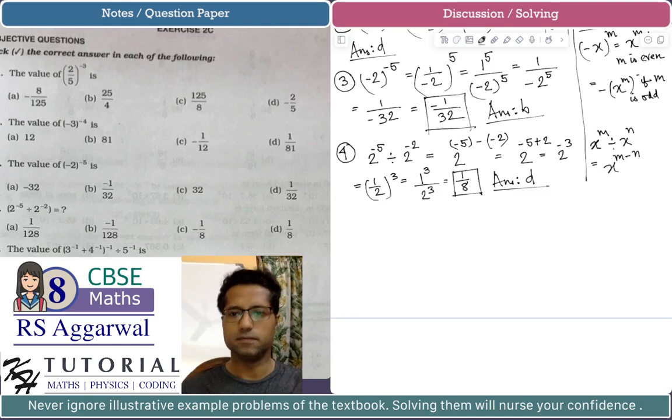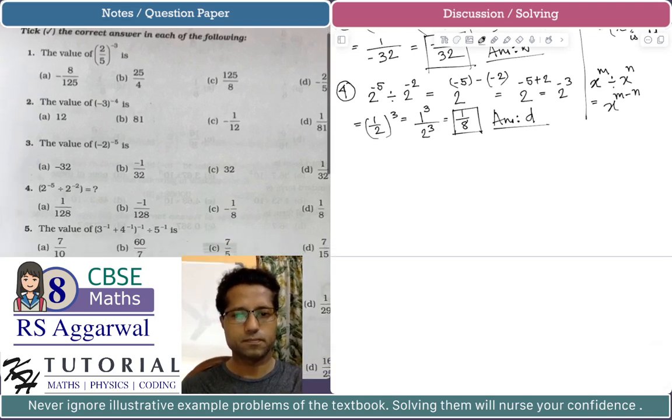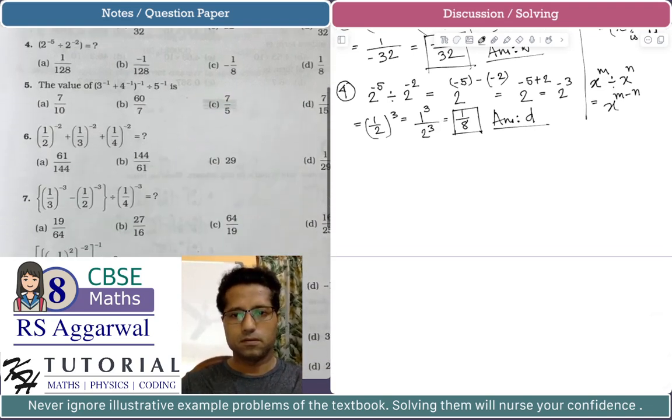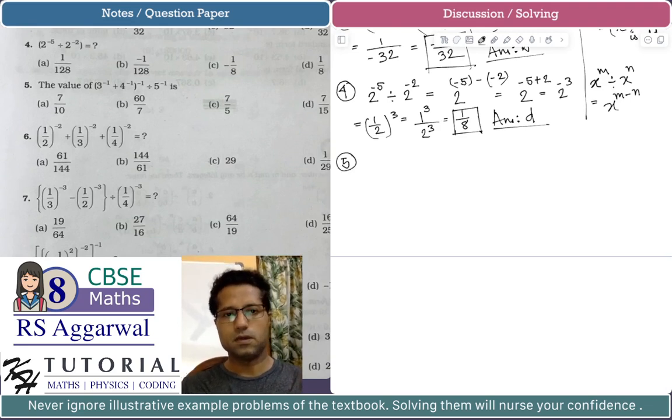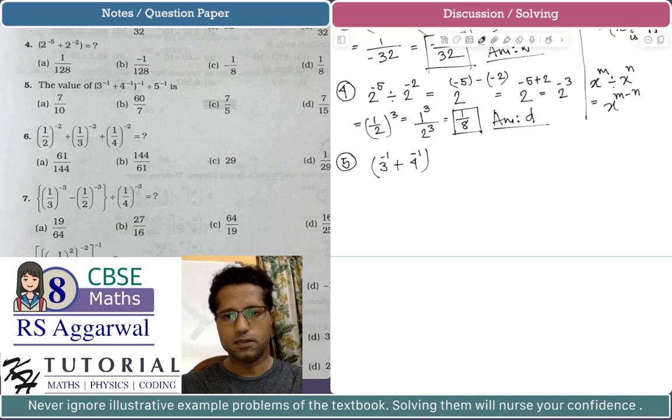Correct choice is D. Okay, let's solve problem number 5. We have to evaluate 3 raised to the power minus 1, that is the reciprocal of 3, plus 4 raised to the power minus 1, this whole raised to the power minus 1, divided by 5 raised to the power minus 1.